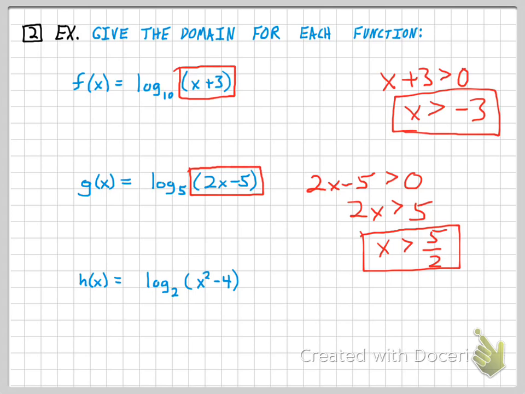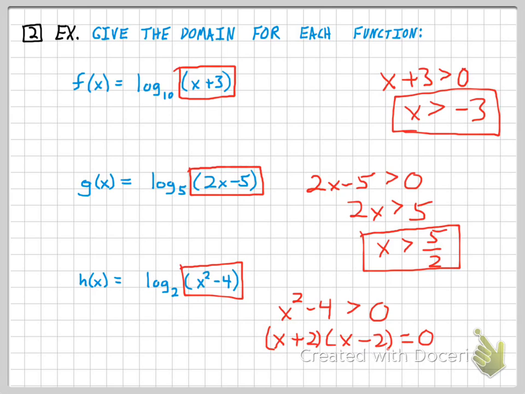Alright, last one, same thing. I'm going to look at what I'm taking the log of, and make sure that that's greater than 0. This problem is a little tougher. You may remember it from the end of last chapter, but I actually have to think about this in a slightly different way. The best way to think about it is by factoring this, thinking about the equation first.